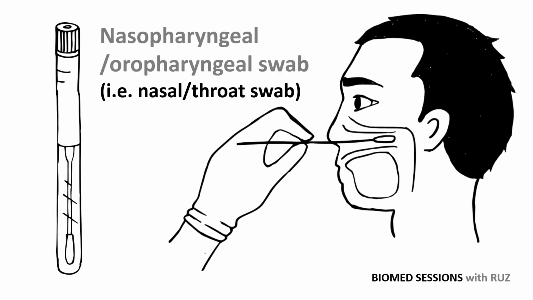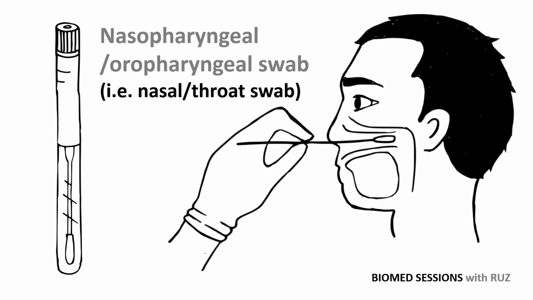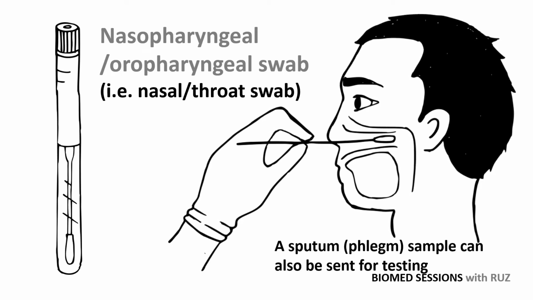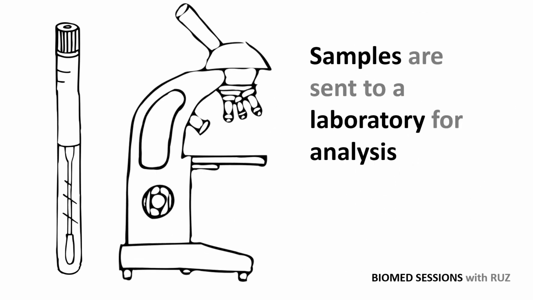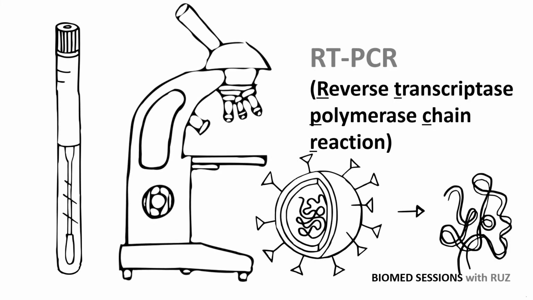The most common way of testing for SARS-CoV-2 is by first collecting a nasopharyngeal or oropharyngeal swab, i.e. a nasal or throat swab. This sample is then sent to a lab, where they are analysed using a technique called RT-PCR, which identifies whether genetic material associated with the virus is present in the sample and thus identifies whether the individual is infected. Results are usually available within 2 days.